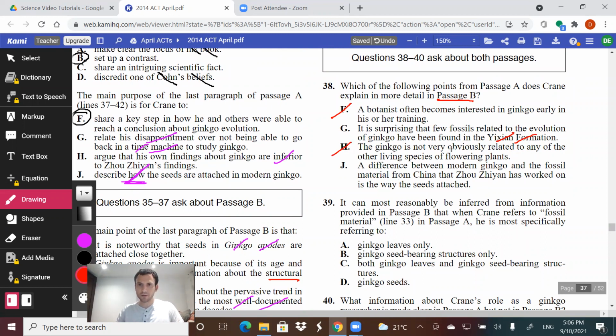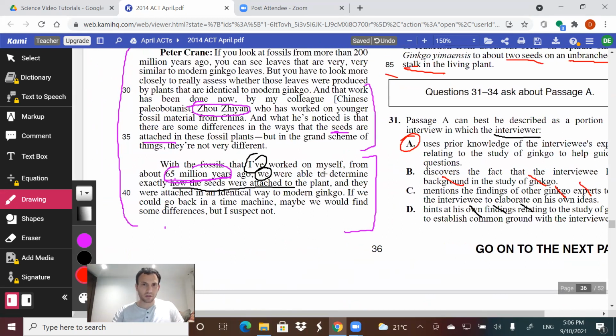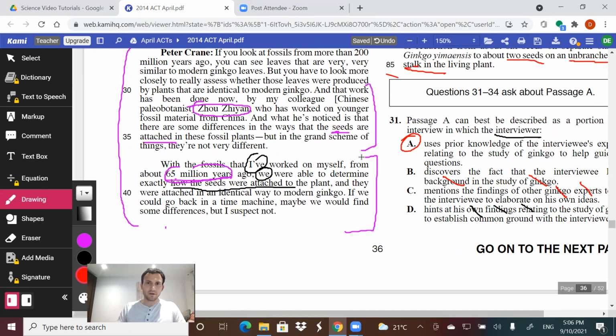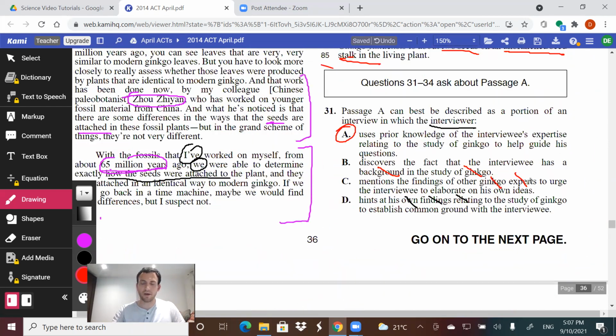A difference between modern ginkgo and the fossil material from China that Zhaozhen has worked on is the way the seeds attached. Yes. In passage A, he says right here what he's noticed: that there are some differences in the way the seeds are attached in these fossils, but in the grand scheme, things are not very different. Here he actually goes into detail about exactly what Zhaozhen has noticed about how they're attached.